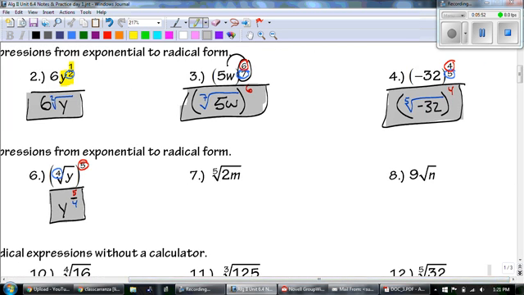Okay, number 7, everything is underneath. So when I'm rewriting this, it's going to be in parentheses. And then let's look at what the exponent is. There's a 1, and then with the root is a 5, so to the 1/5.